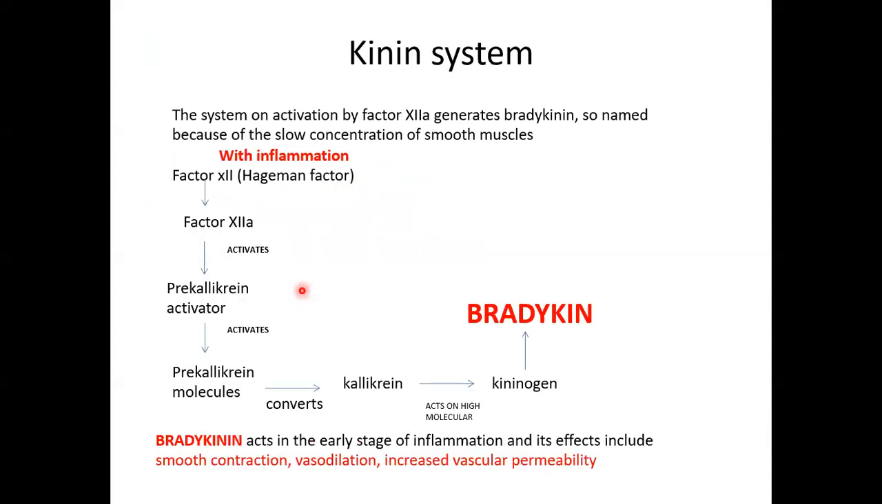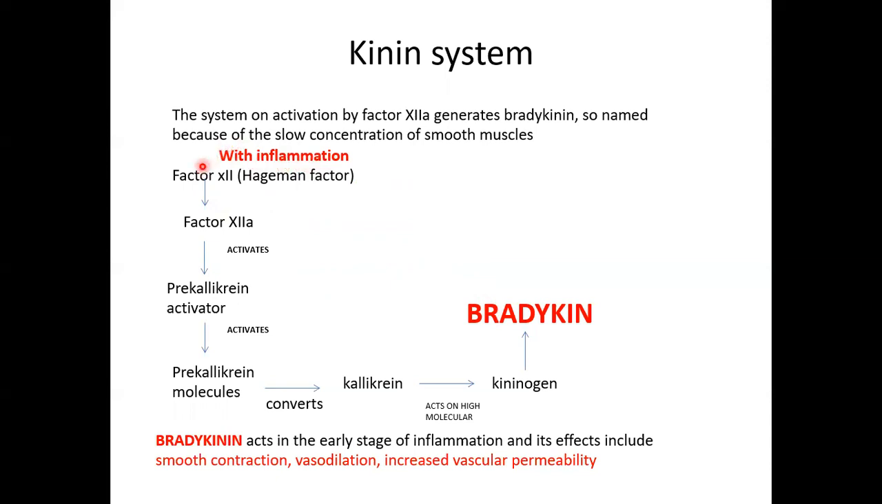Starting with the kinin system, at the end of the day it gives bradykinin, which is important in inflammation. It is called bradykinin because of the slow contraction of smooth muscles. In inflammation, bradykinin is synthesized within the kinin system, activated by factor 12.